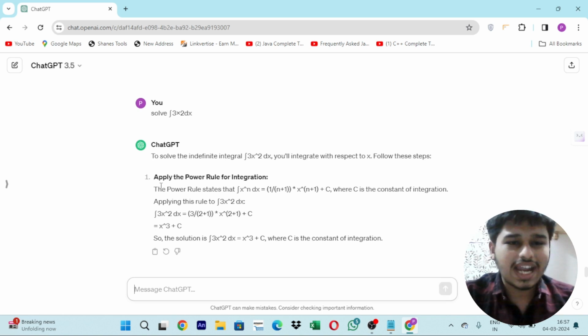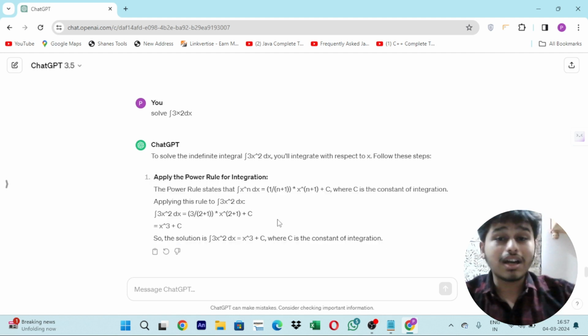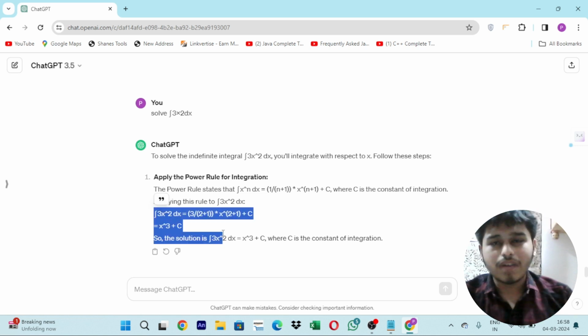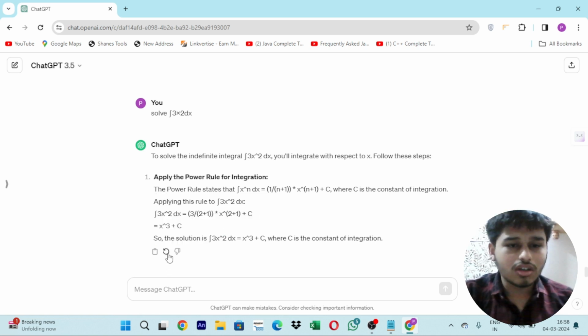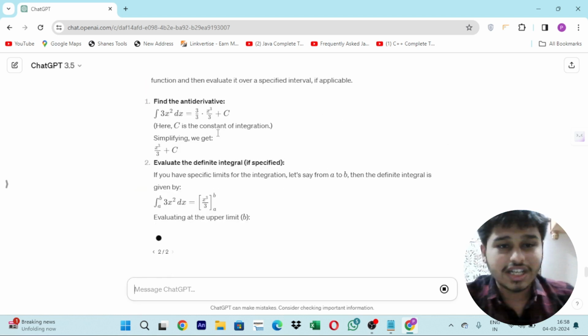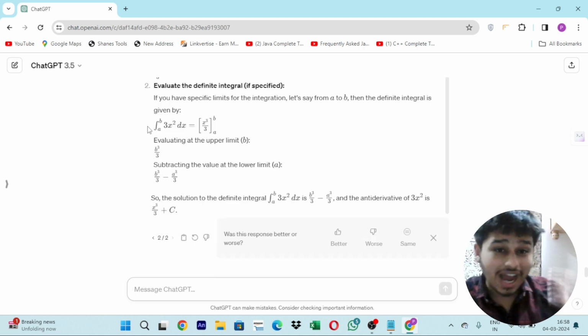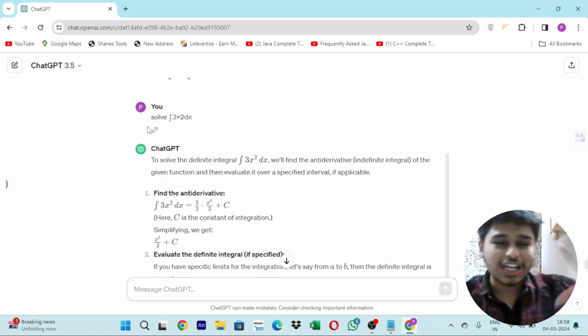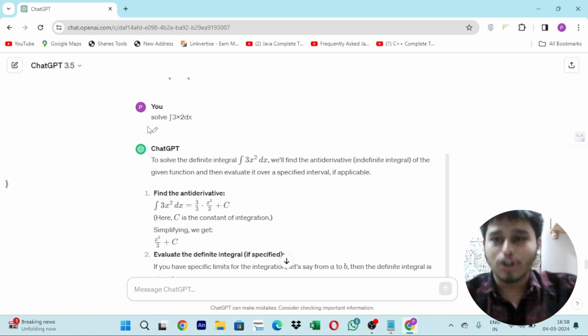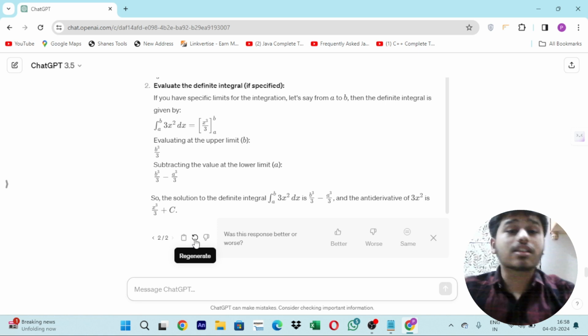But I don't like this format of answer. This is a written one. I like the format, but in the form of equations. There are equations, but they are in written form. So I will just click on regenerate. Now ChatGPT is generating a perfect equation, telling us step by step how to do it. So you can just click on regenerate and you will get a better solution. If you don't like this, click on regenerate and you will get another better solution.